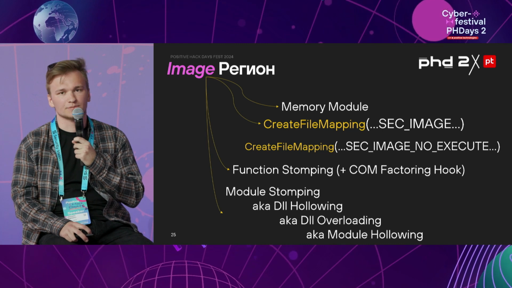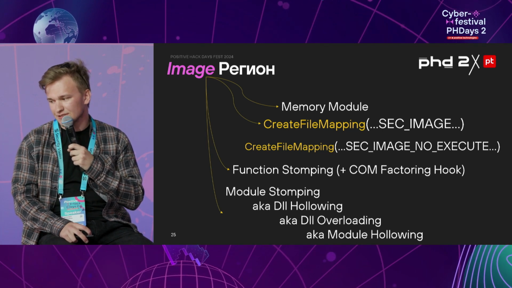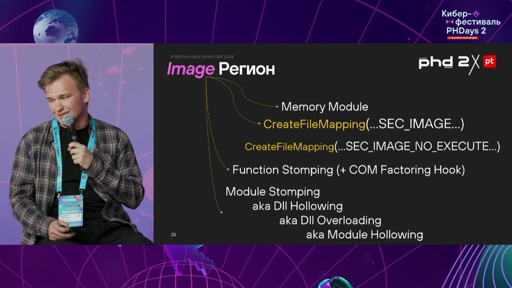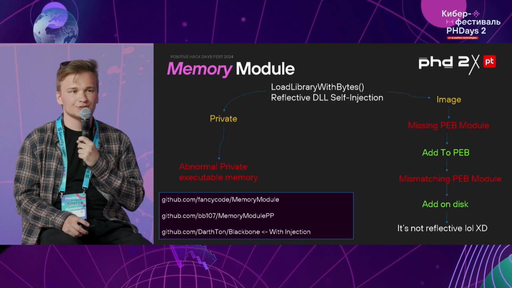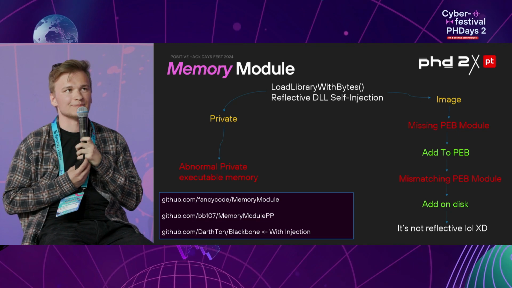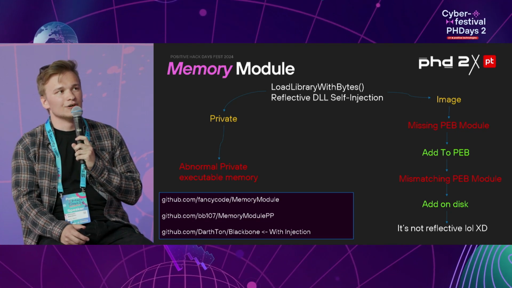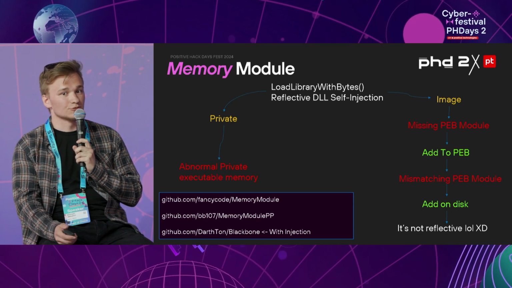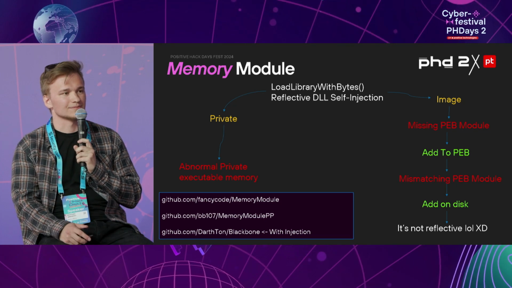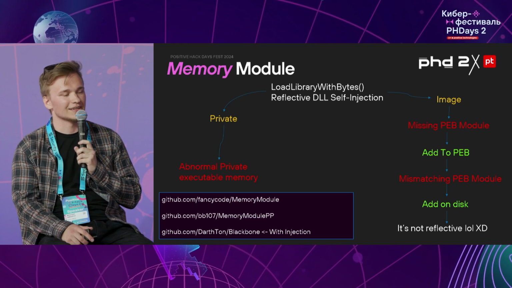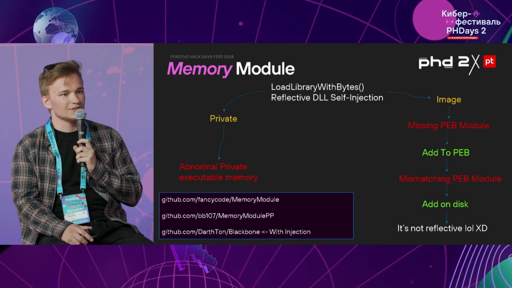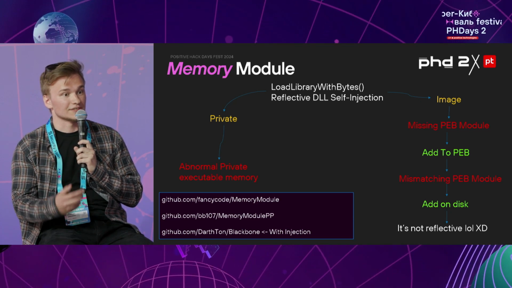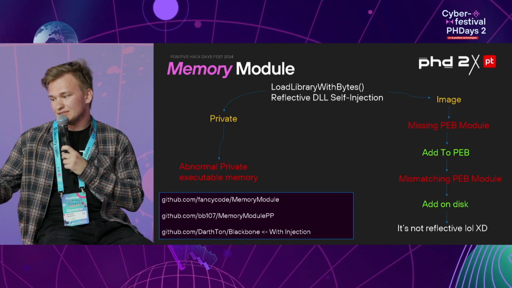We can abuse the conf factoring hook, and we can also do some DLL overlogging. Okay, what is memory module? The Windows loader somehow shows load on the memory. So DLL and PL files, and the memory module is the same thing, but done by developers, by us.